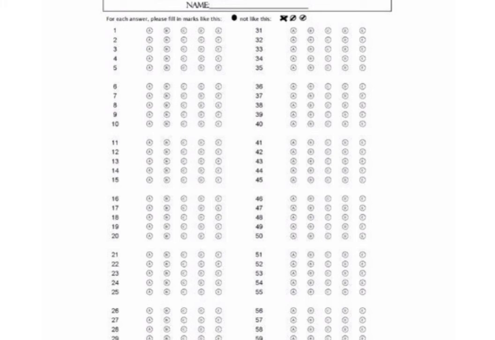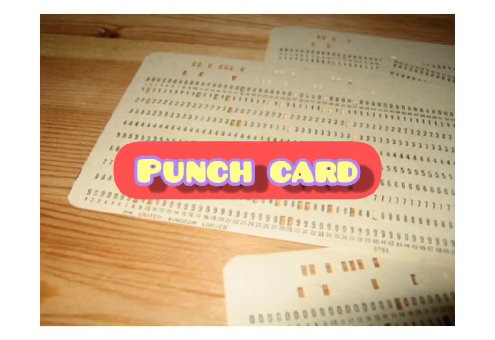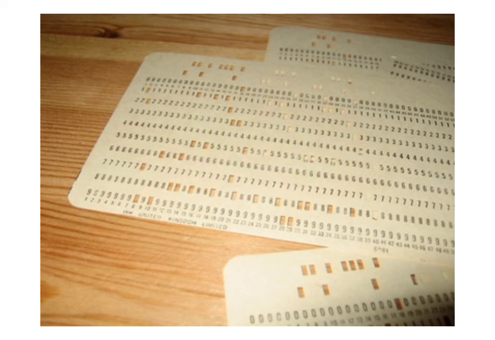Now we will talk about another paper memory, that is punch card. Punch cards are also known as Hollerith cards or IBM cards. They are paper cards containing several punched holes that were punched by either hand or machine. These cards are used by different companies to store and access information by entering the card into the computer.